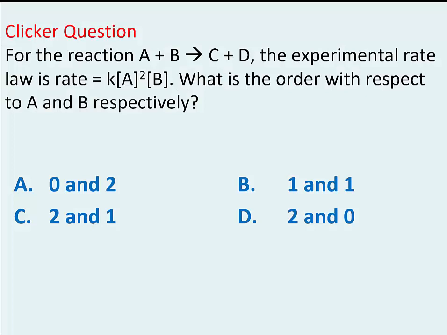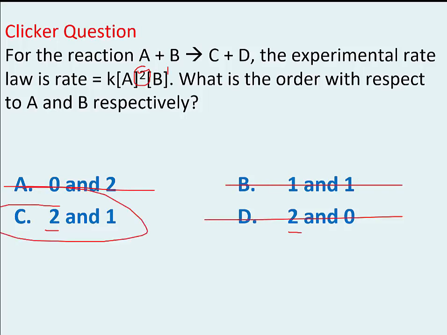So for the reaction where A plus B goes to C and D, the experimental rate law is rate is equal to K times A squared times B. What is the order with respect to A and B, respectively? Pause. Tell me your answer. All right, well, up here we've got this as second order with respect to A. So we're going to look for this. These are my two that have second order. We'll get rid of these guys. It is first order with respect to B, so D is gone. It leaves us with C.